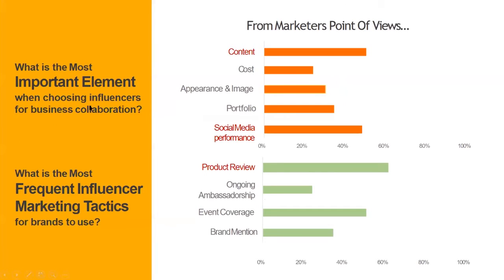channels. So what are the most important elements when choosing an influencer for business collaboration? The first thing is the social media performance. That means how many customers engage in your games or in your posts and content. What is the attractive content to let your customer be attracted? And what is the most frequent influencer marketing tactic for brands to use? There are product reviews. Then how they share their opinions and their feelings about the products they have used before.